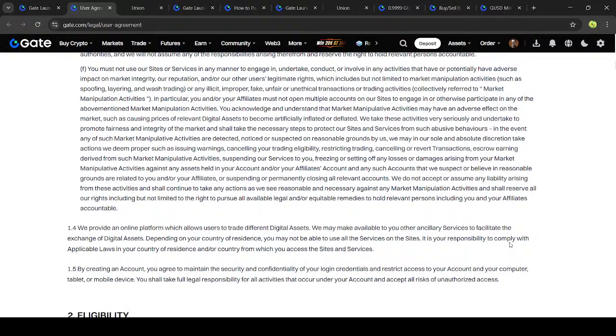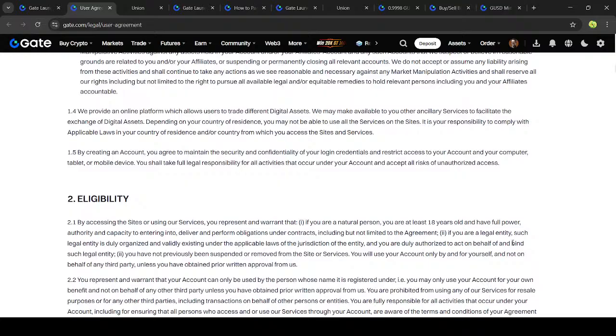We do not accept or assume any liability arising from this activity, and shall continue to take any action as we deem reasonable and necessary against any market manipulative activities, and shall reserve all our rights, including but not limited to all available legal remedies, to hold the relevant persons, including your affiliates, accountable.